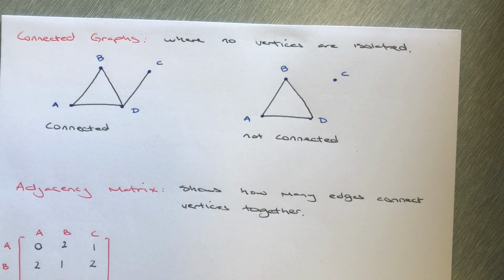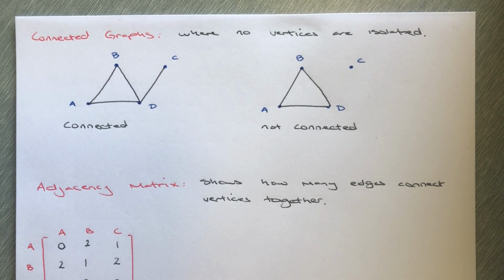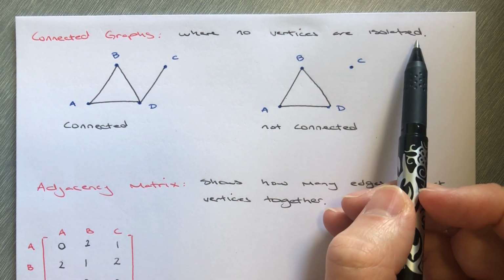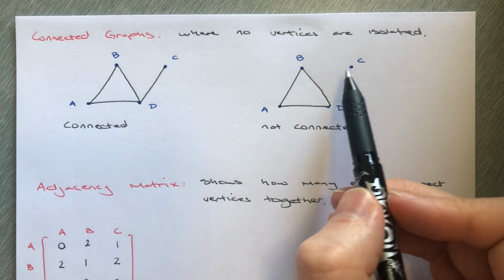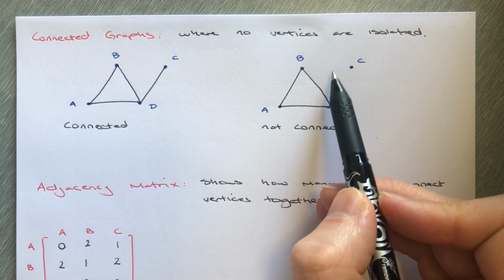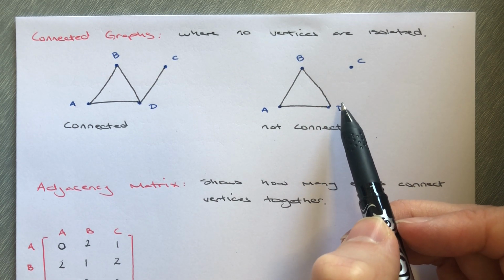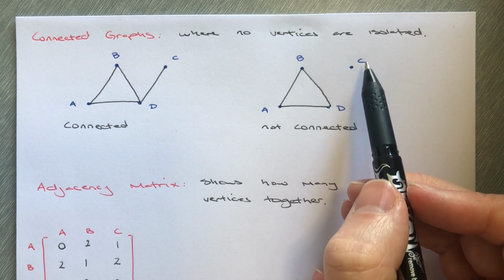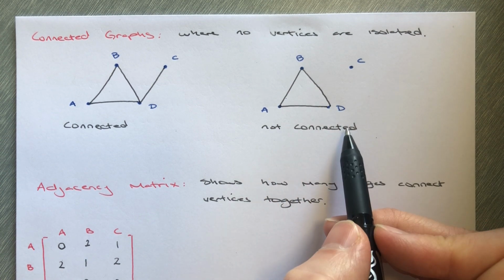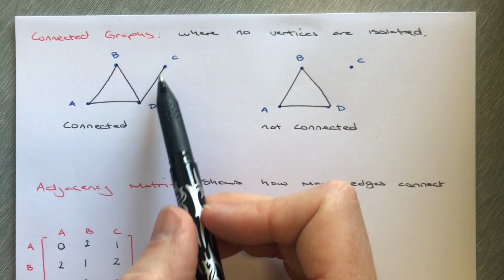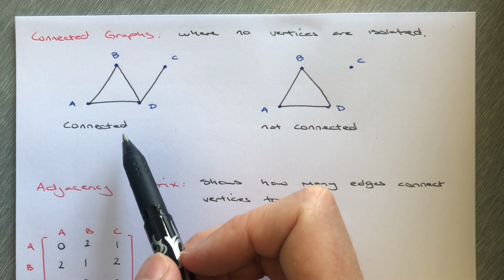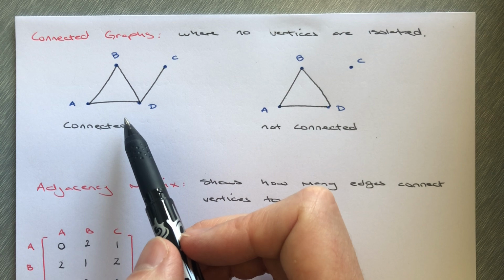Let's move on and have a look at connected graphs. Now this is a nice easy one. Connected graphs are when no vertices are isolated. So we've got a graph here and a graph here. Can you see with this one how C is not connected to anything? So that means it's isolated, it's away from everything else. So this one would be not connected, whereas this one, none of the vertices are isolated. See how they're all connected together? So that means this one is a connected graph.